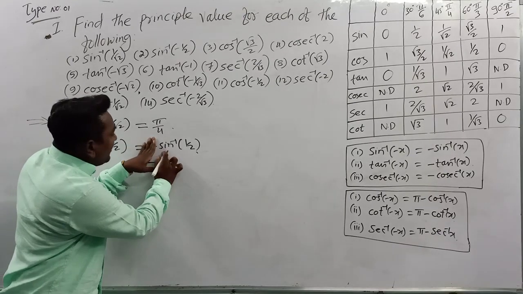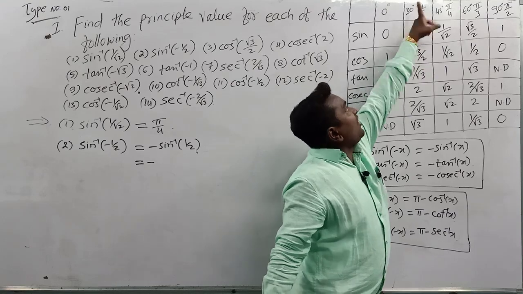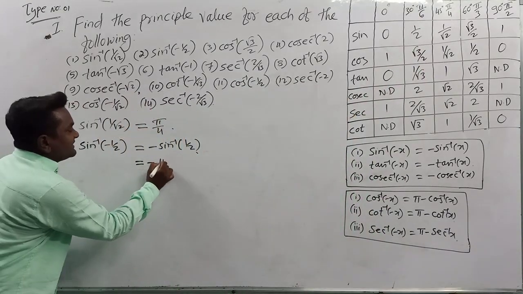Now what is the value of sine inverse 1 by 2? See, sine of how many degrees is 1 by 2? 30 degree. 30 degree means pi by 6.